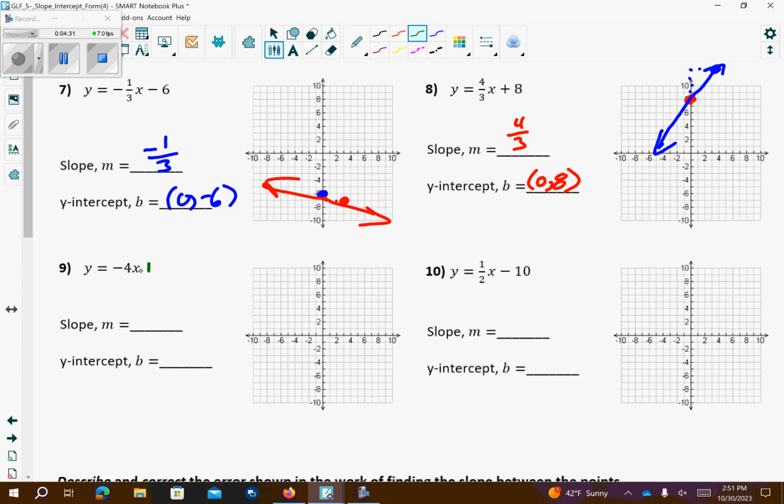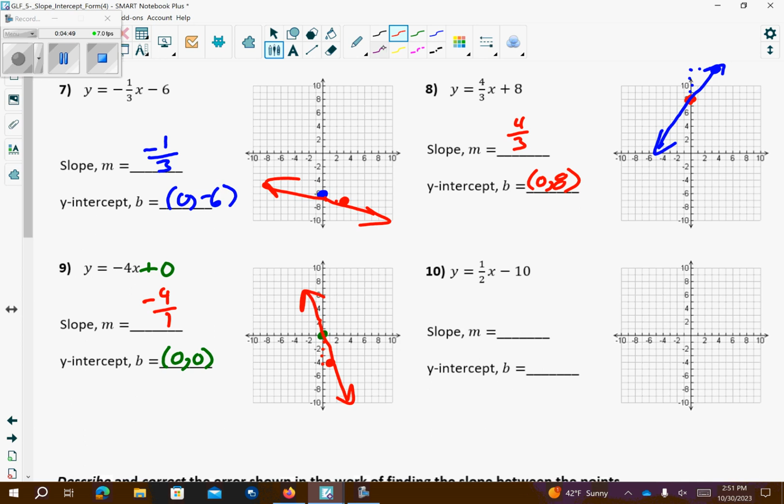For this one, I'm going to put +0. That means my y-intercept is at (0, 0) because there was nothing there, so that happens at the origin. My slope is going to be -4/1. So from this point, I'm going to go down 4, right 1. Connect the dots.